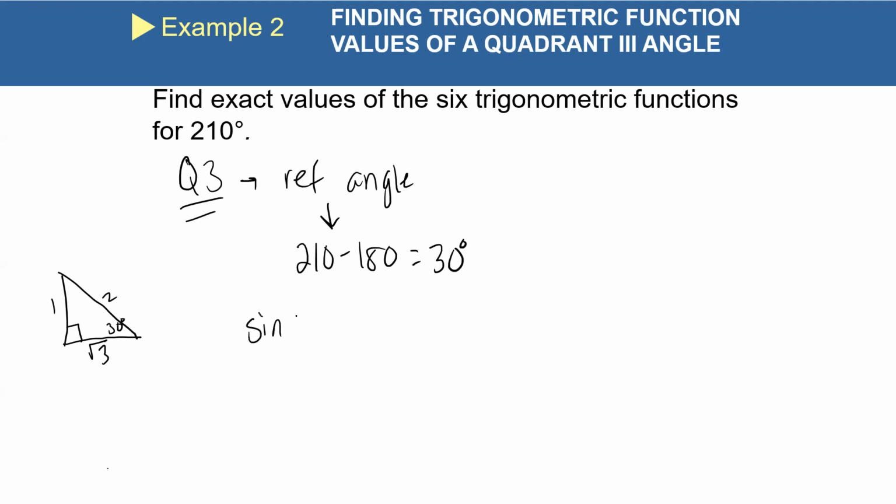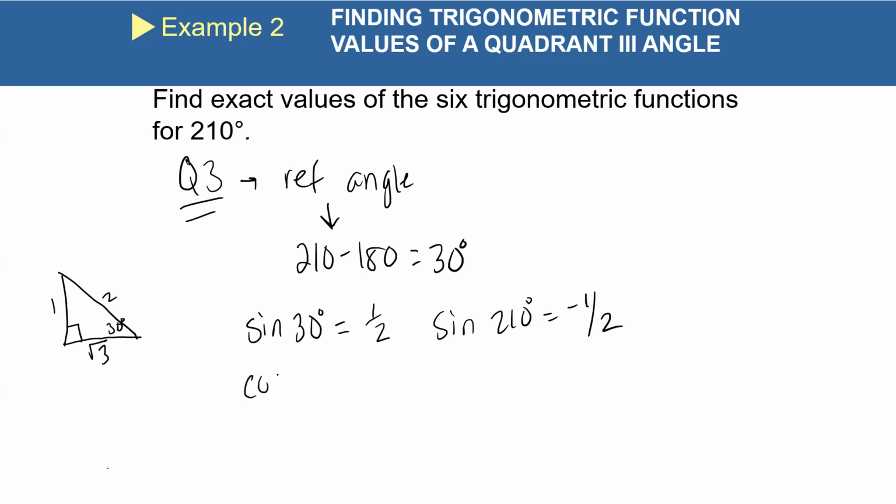Yes. So the sine of 30 degrees equals what? Well, sine of 30 is 1/2. But the sine of 210 is what, Justice? It's going to be negative 1/2. Does that make sense?